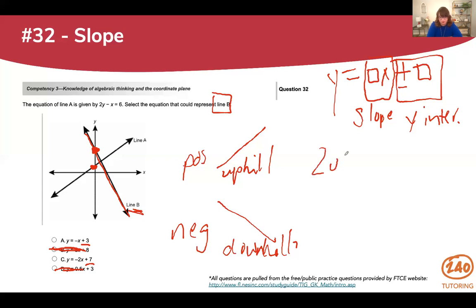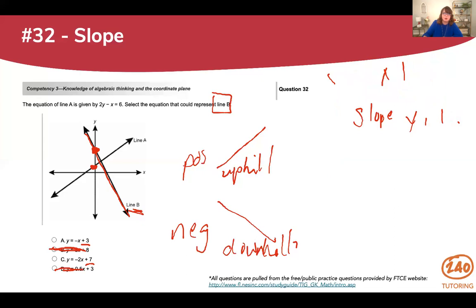I'm going to erase all this so I have a little more space to work with and I can write more clearly and you can follow along easier. I'm going to take that equation for line A and find its slope-intercept form. So I have 2y minus x equals 6.